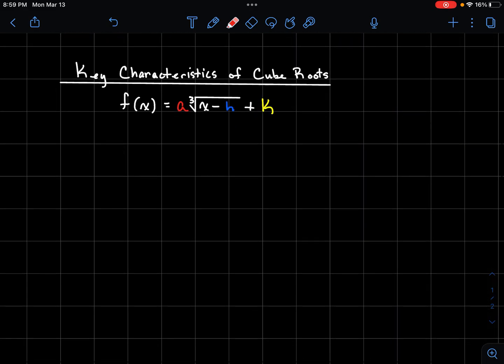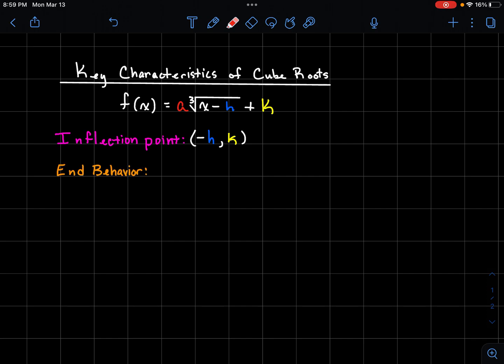We need to know some key characteristics about the transformation form of a cube root function. The first thing is, how do we find the inflection point? Well, we can identify the inflection point within the function by doing the following ordered pair: the opposite of the h number that's in the function, comma, the k number, the vertical movement.